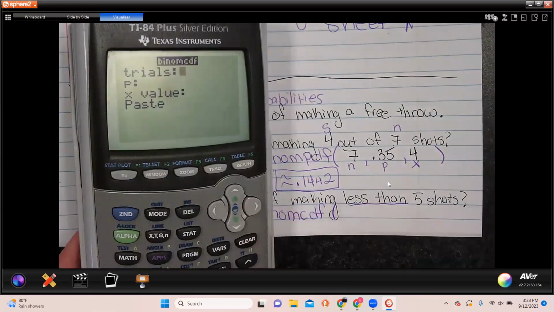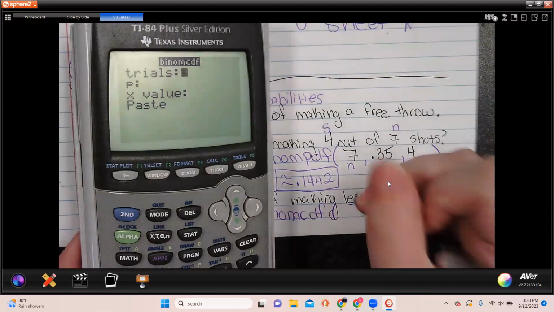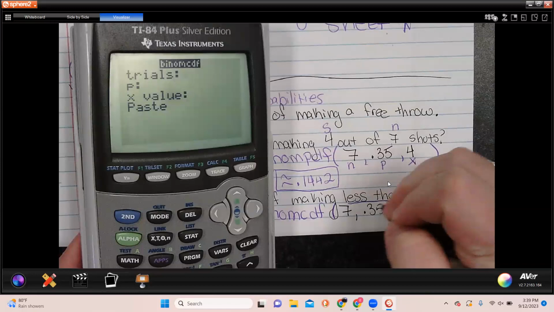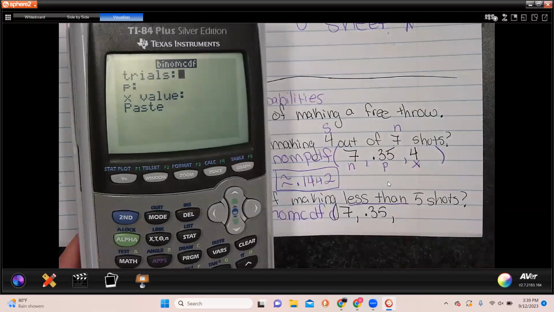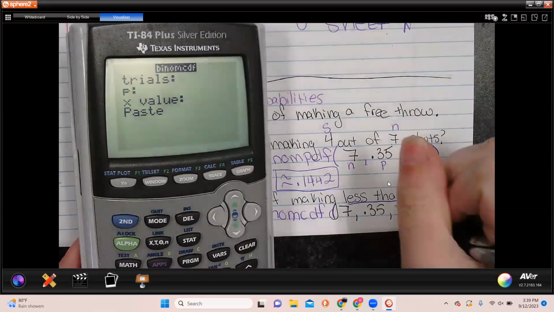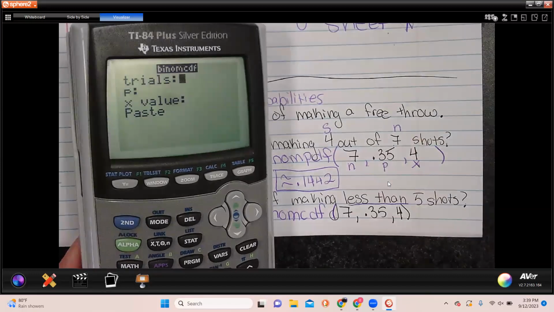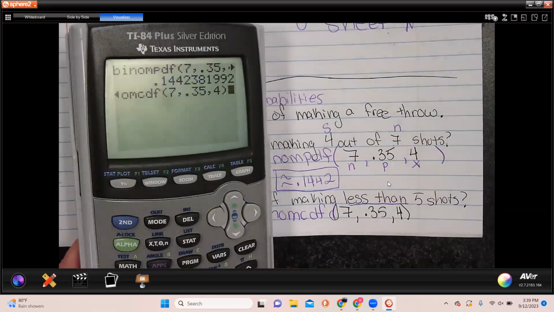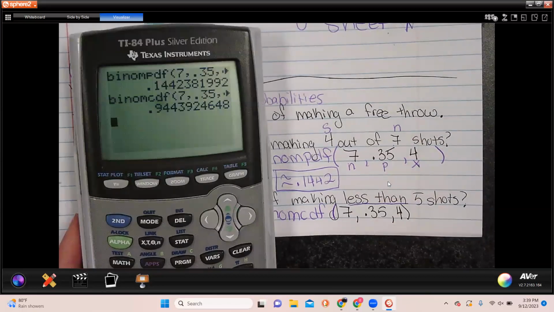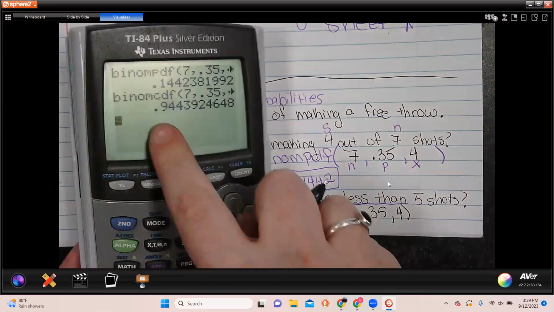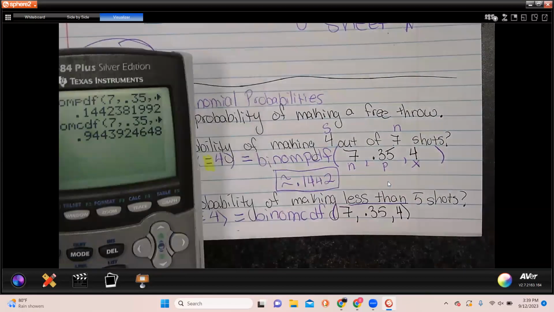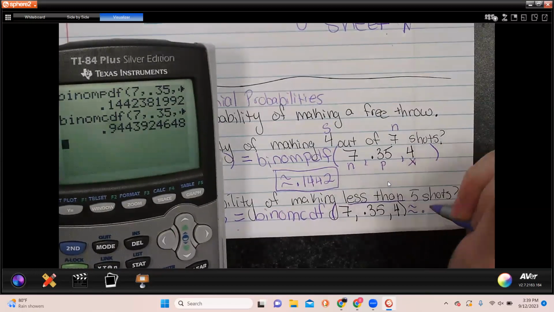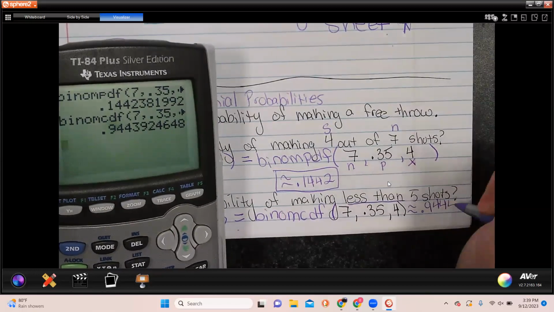So I still want to know the number of trials. This is still 7 trials. I still need the probability of success. And I need to know at most how many successes I'm going to get. Okay, so I enter in the same information, but I get a much different probability. Okay, so again, 4 decimal places, this is approximately 0.9444.